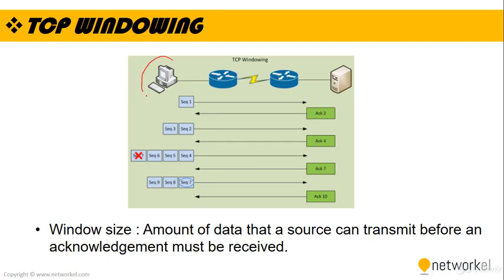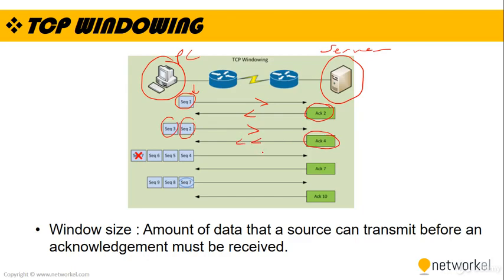As you can see in here, there's a TCP session between the PC and server. PC is sending a packet to this guy, and this guy acknowledged the first guy. Alright, then PC is sending packet 2 and packet 3, and the server is responding back with an acknowledgement message again.